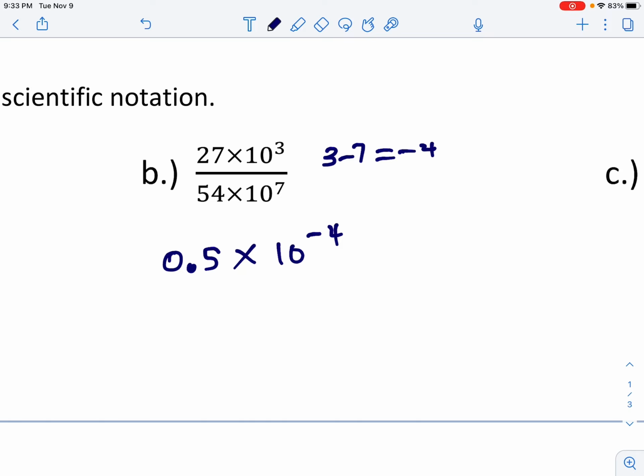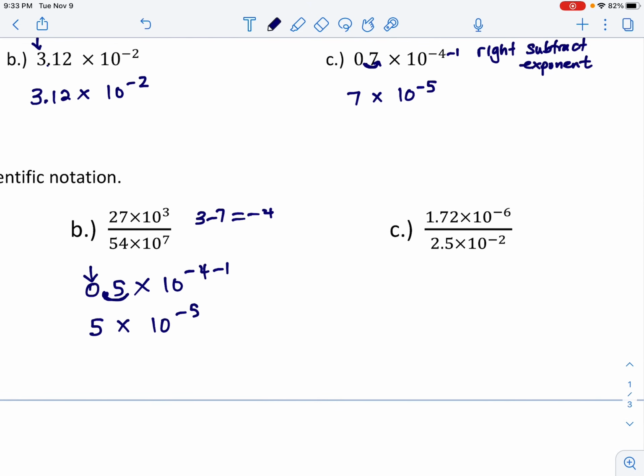All right, for B, is that one completely done? Is it in scientific notation? It is not in scientific notation because 0.5 does not have a number from 1 to 9 in front of the decimal. So we have to move the decimal so that the 5 is in front. And when we move the decimal to the right, we have to subtract 1. So that's going to give us 10 to the -5 power. So that should equal 5 times 10 to the -5th power.